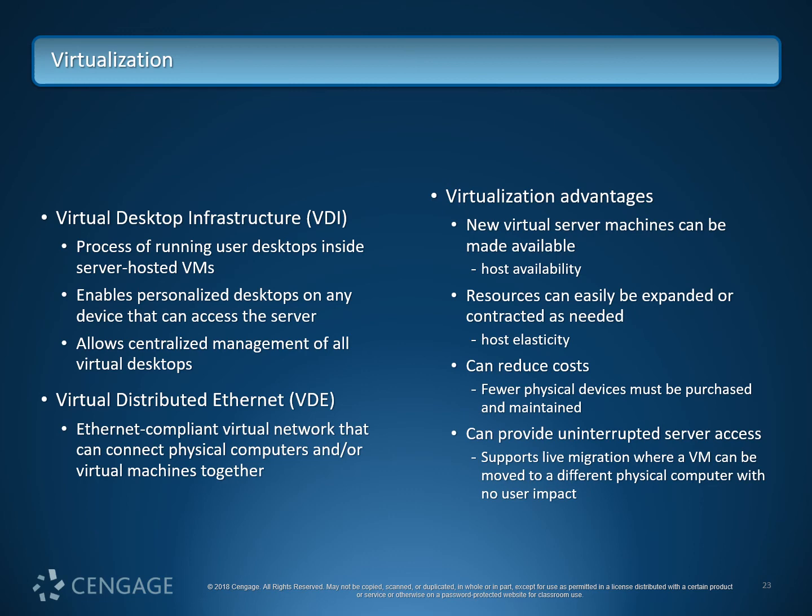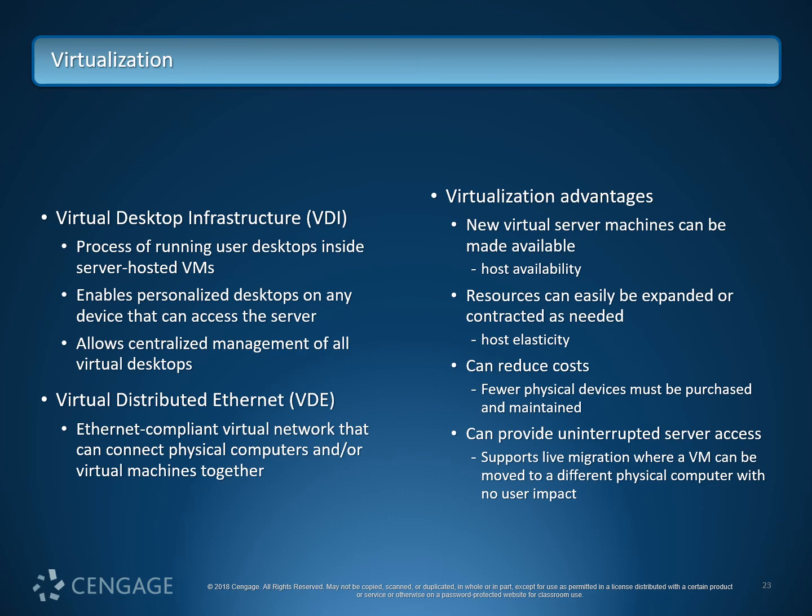Virtual Distributed Ethernet, or VDE, is an Ethernet compliant network that can connect physical computers and virtual machines together to allow them to pass information between each other. Because again, remember, virtual machines are supposed to be isolated so that way they behave in a much more secured fashion.